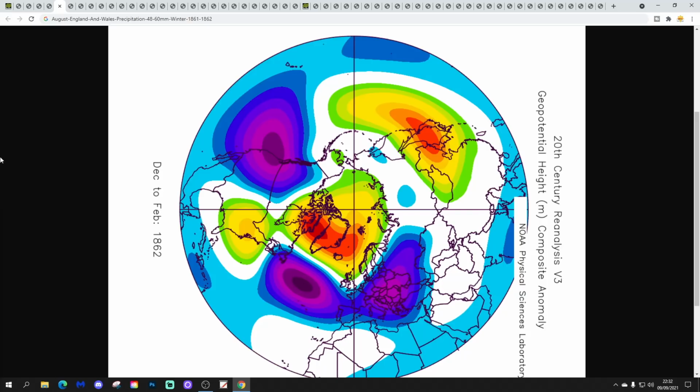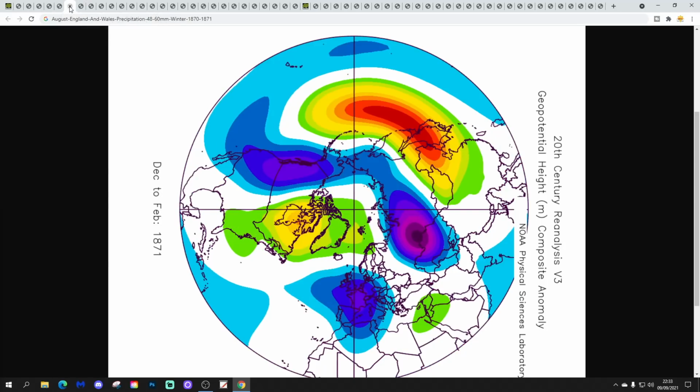We've got 1861-1862 showing up again. So this one once more has this strong northern blocking to our north with below average heights to the south. Again, winds are in from an easterly direction. We've had another cold winter signal there in the middle of the Victorian era.